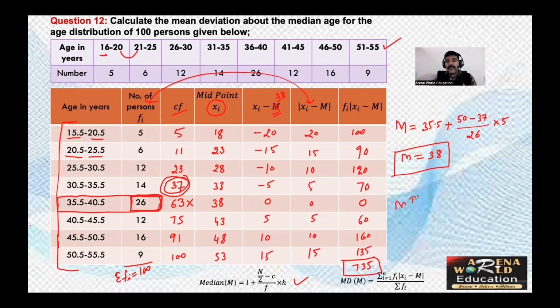And what is the final result? It is the mean deviation about the median. So that will be equal to, yes, 735 divided by 100. And that will be equal to what? That is very easy, 7.35. And this is the required mean deviation about the median age for the given persons. I hope everybody is clear, right?